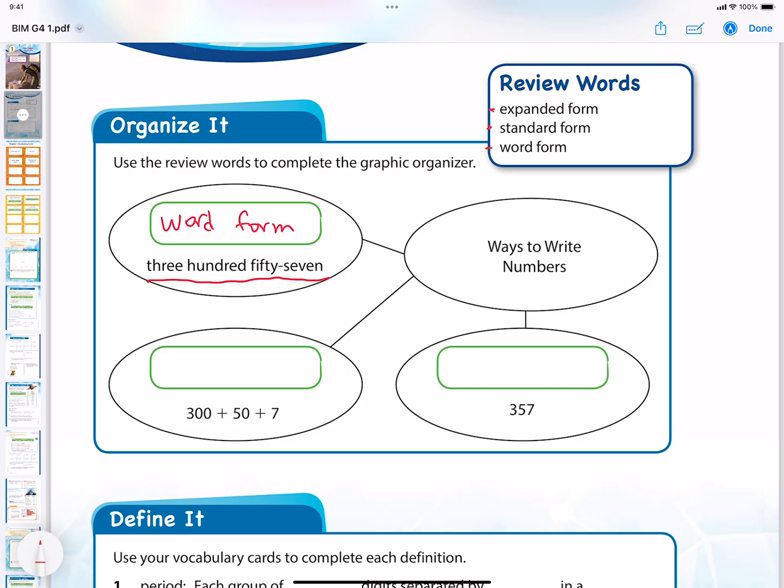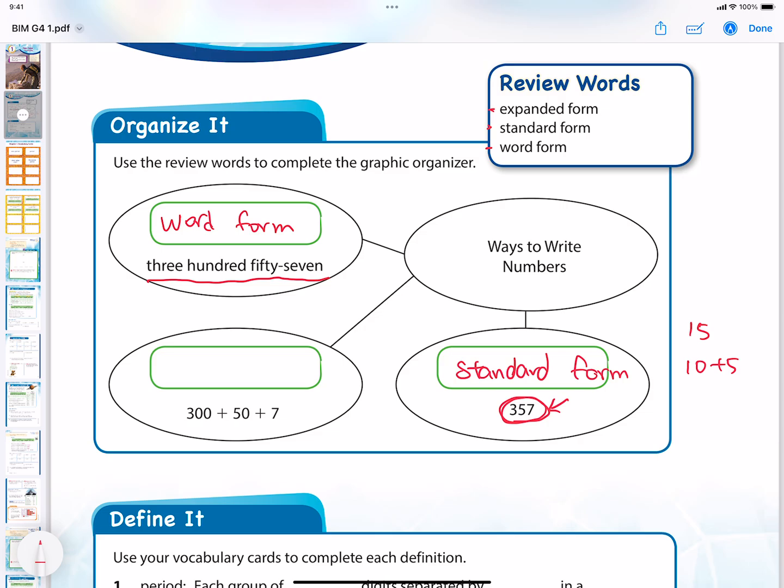And this 357, this is the standard form. Usually you can find the numbers in this format. This is very common, and usually we write a number like 15 like this, right? We call it standard form. We don't write 10 plus 5. So this is standard form.